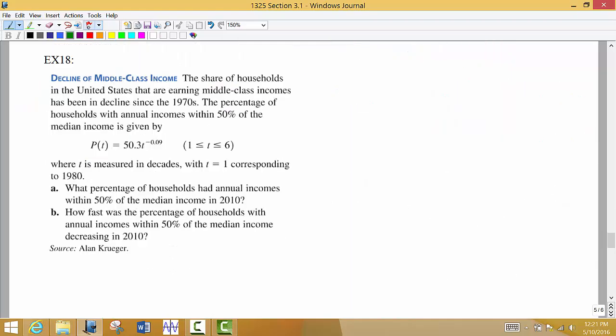Right here in this example, we're looking at middle class income, and we're given a function that tells us the percentage of households that have annual incomes within 50% of the median income. In other words, what percentage of households are what we would call middle class. Here our output is given in percentages. The input is t measured in decades, with t equals 1 corresponding to 1980.